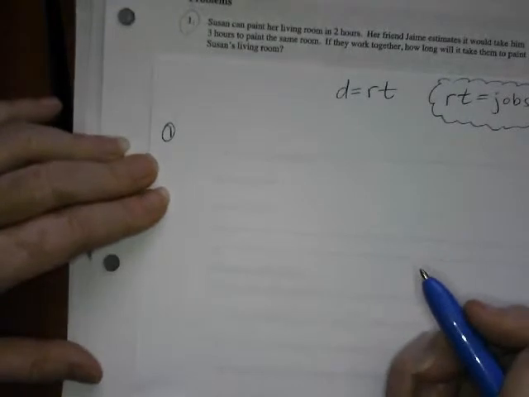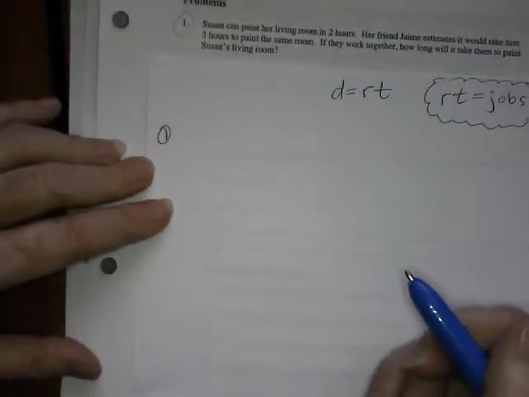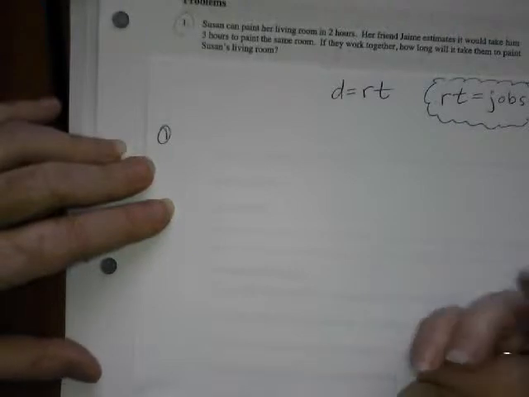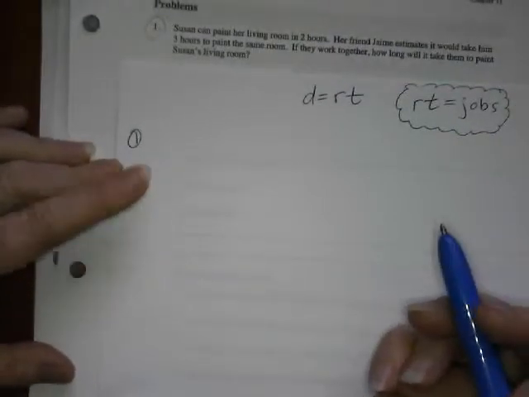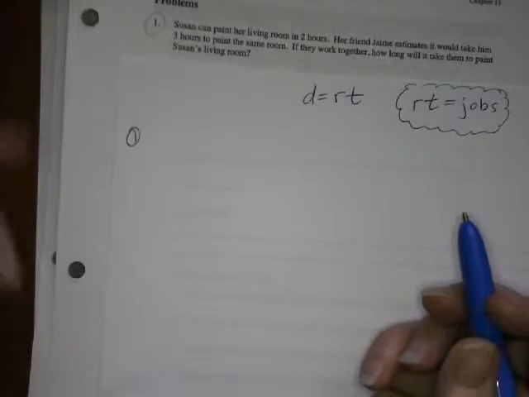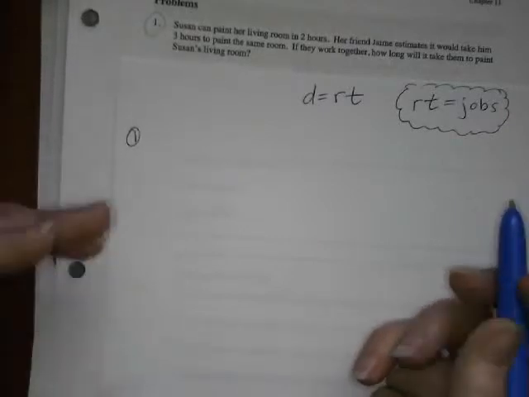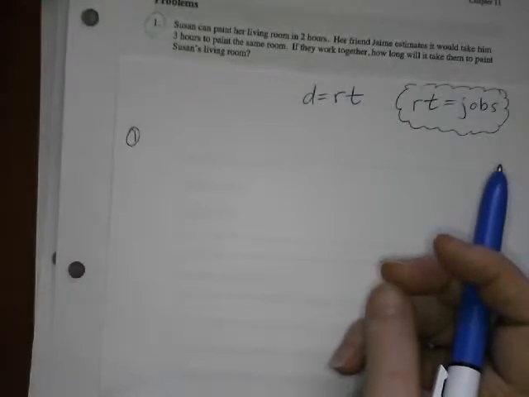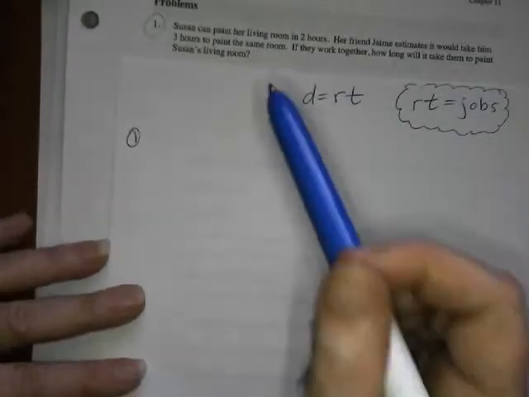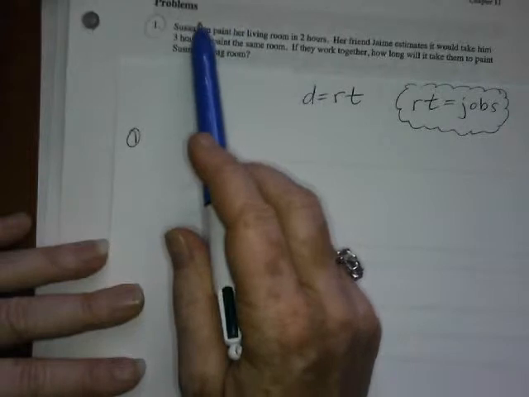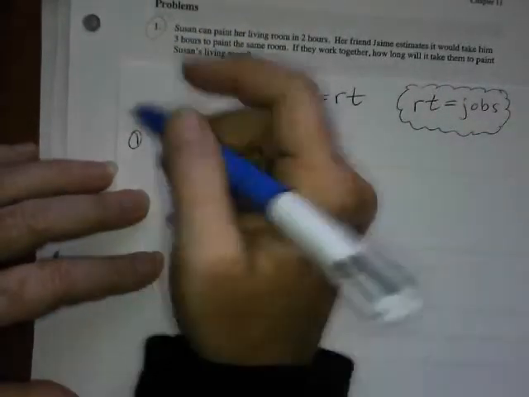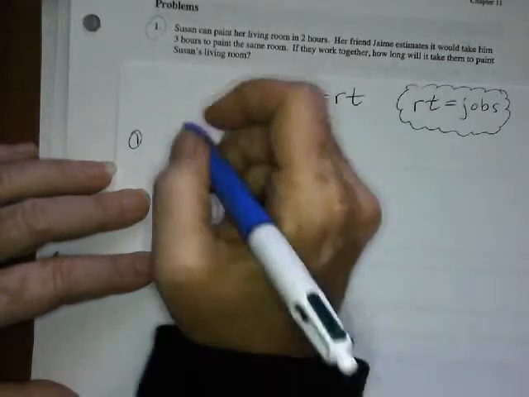Okay, so let's set this thing up. It says Susan can paint her living room in 2 hours. That's actually a rate. You know how you guys will say miles per hour. You know that's a rate. That's a speed. It's how fast you're going, right? Miles per hour. Well, it's always something per unit time. So we can say her rate is 1 living room per 2 hours. I know that seems weird.